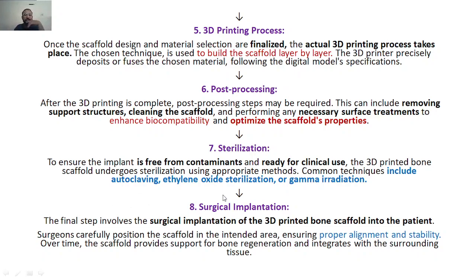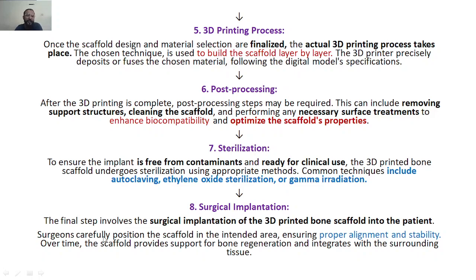Okay. Next, the last step is surgical implantation. Now you have printed, you have post-processed and cleaned it, and then you have sterilized it, and finally comes the surgical implantation. Now you should implant it inside the body. Okay, so now it is a bone, and you have to implant it inside the body. What you have to do? The surgery should be done. That's why it is called surgical implantation of the 3D printed bone scaffold into the patient.